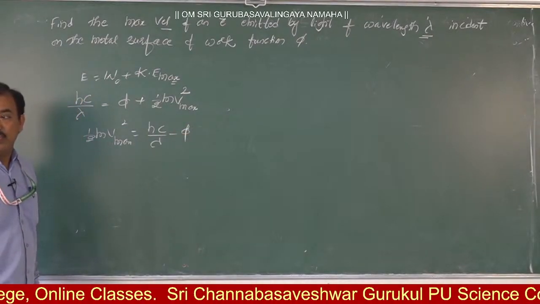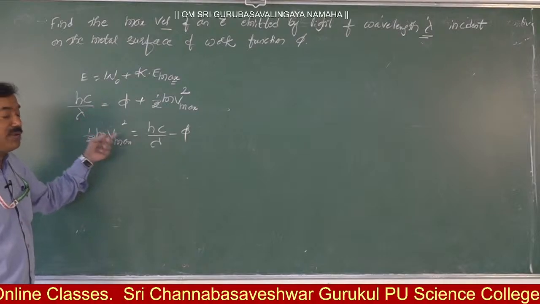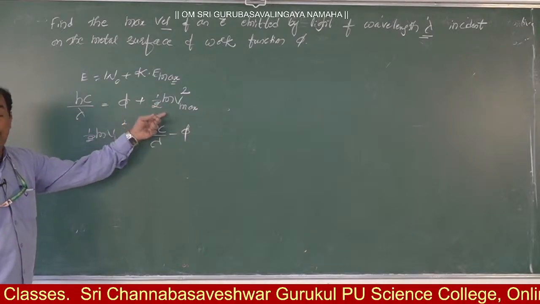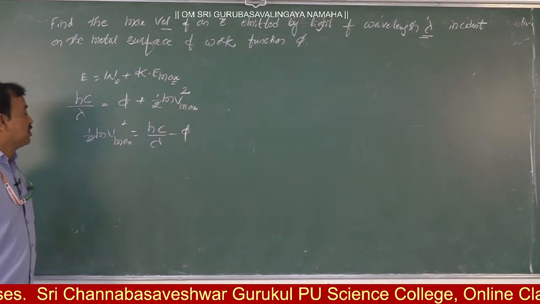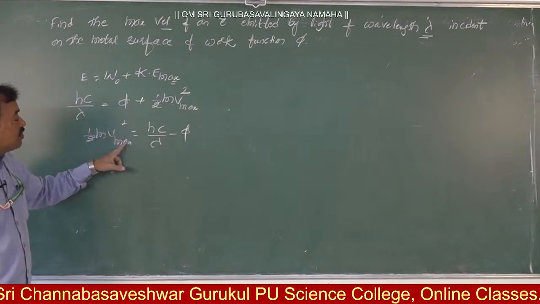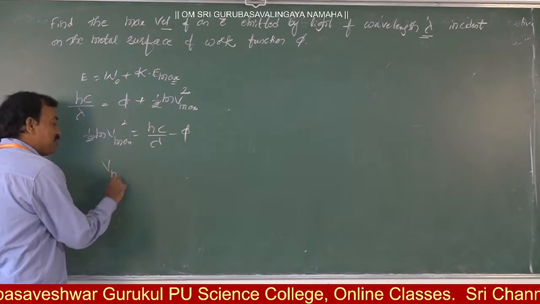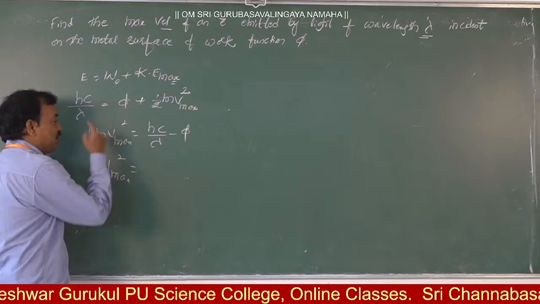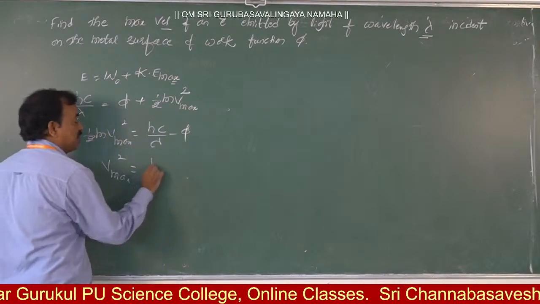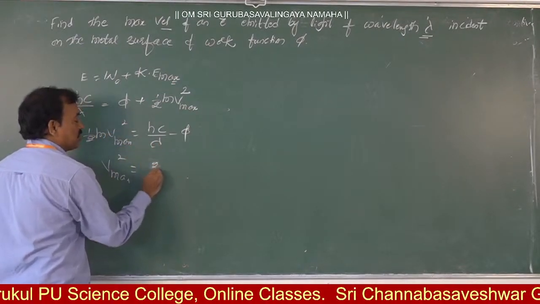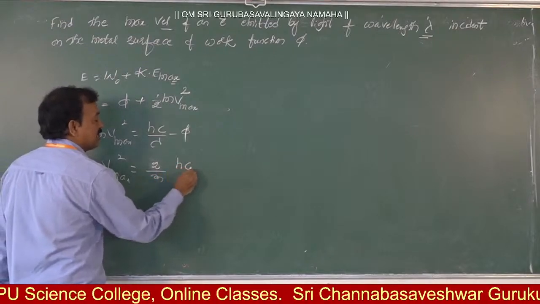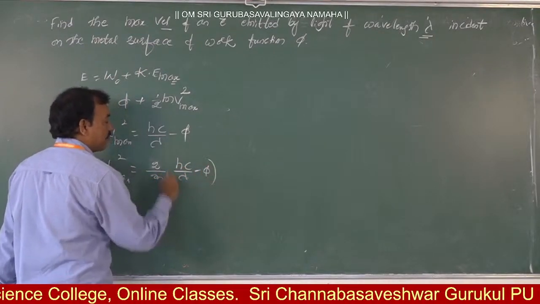Clear this equation? One simple equation: hc by lambda is equal to phi plus half m v maximum square. So half m v maximum square is equal to hc by lambda minus phi. So v maximum square is equal to 2 by m into hc by lambda minus phi.